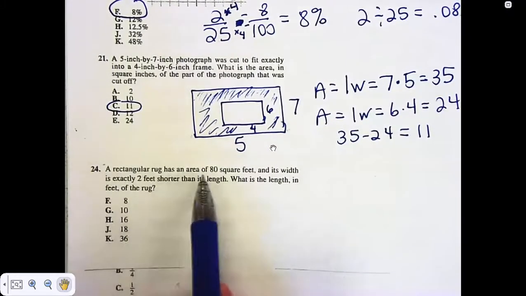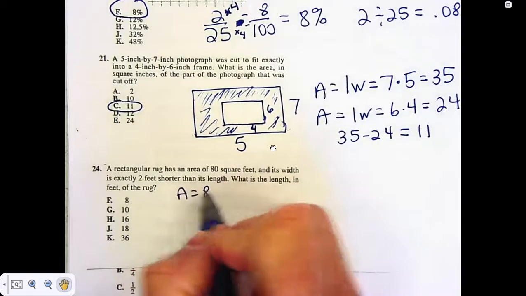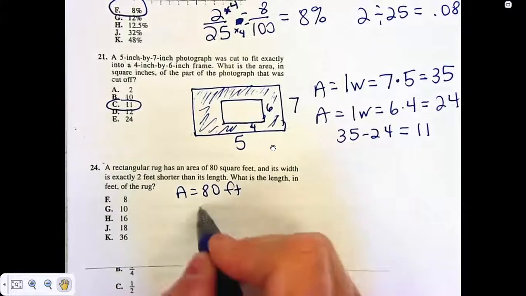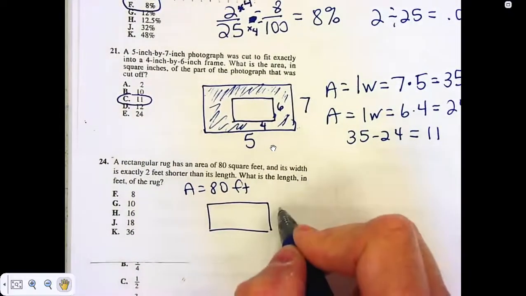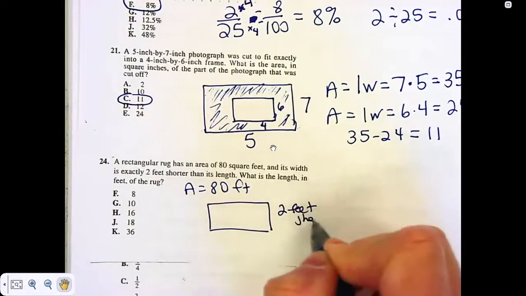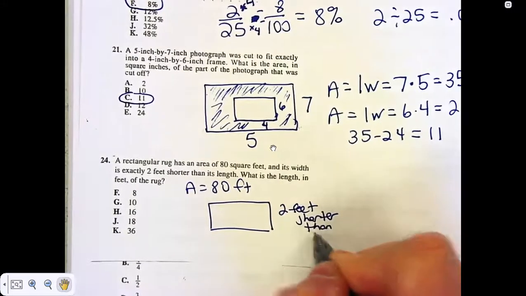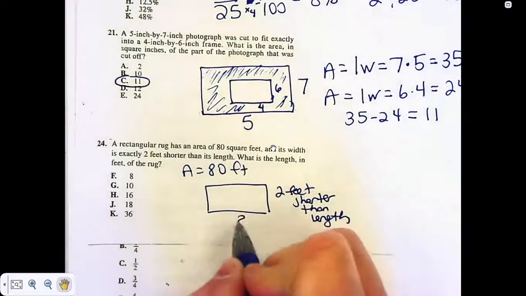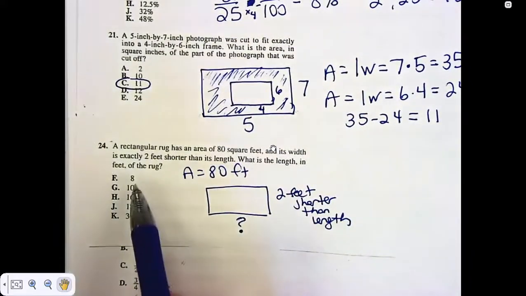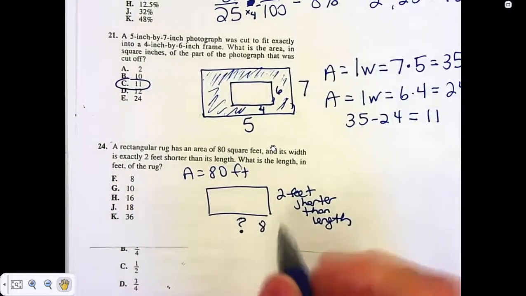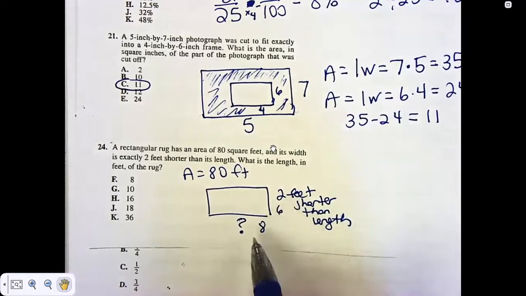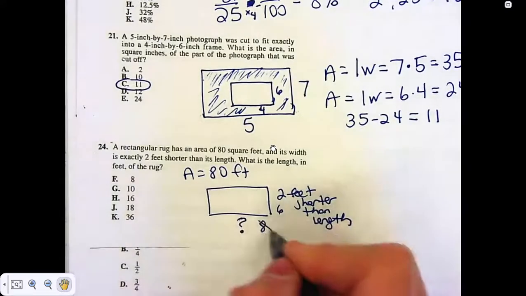A rectangular rug has an area of 80. So that's what we're looking for. Square feet, of course. And they're telling you that the width is 2 feet shorter than the length. And they want to know what the length is, this part right here. So let's just go through and start with F. If the length was 8, that would make this 6, and then just compute the math really quickly in your head. 8 times 6 is 48, and we want an area of 80, that's out.